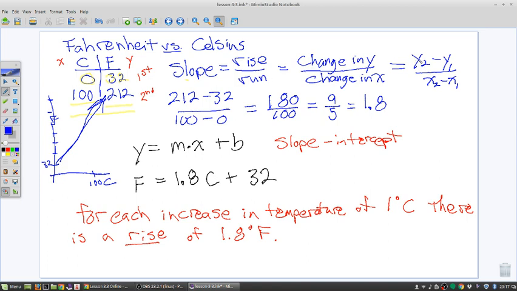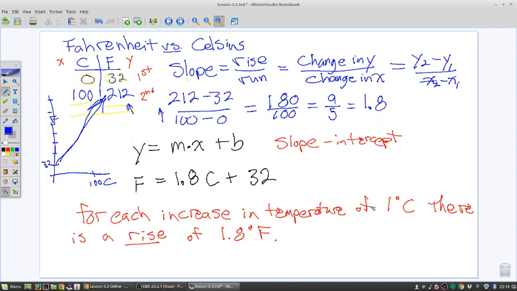Again, the change in y means you have to subtract 2 y values. Change in x means you subtract 2 x values. And here I would consider this second line to be my second point and the first line to be my first point. So my y2 would be the 212, my y1 would be the 32. The order of those doesn't matter too much. What does matter, though, is you line up the points vertically. So the 212 and the 100 have to line up. The 32 and the 0 have to line up. 212 minus 32 is 180. 100 minus 0 is 100. If you reduce that, you get 9/5 as a fraction, or 1.8.